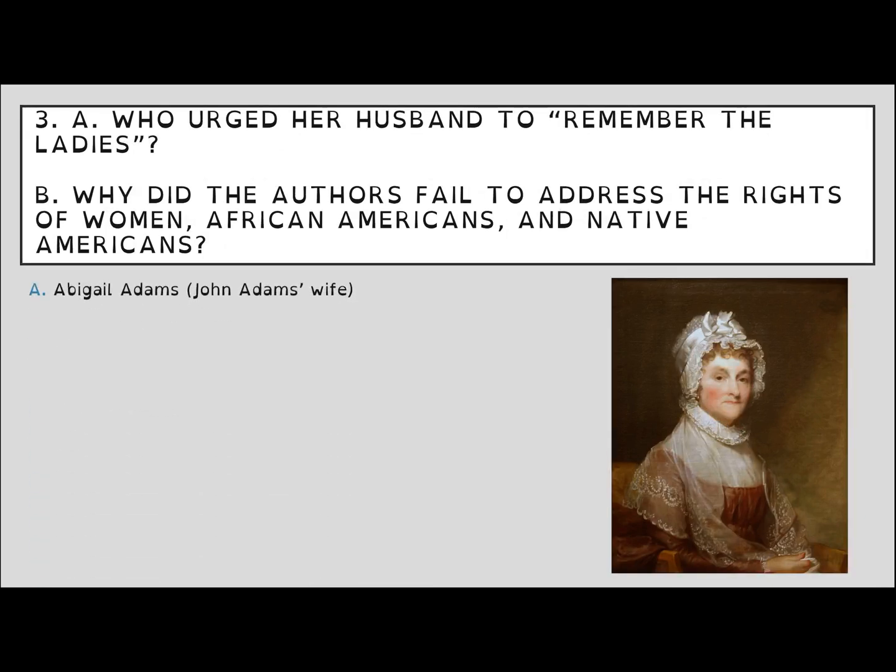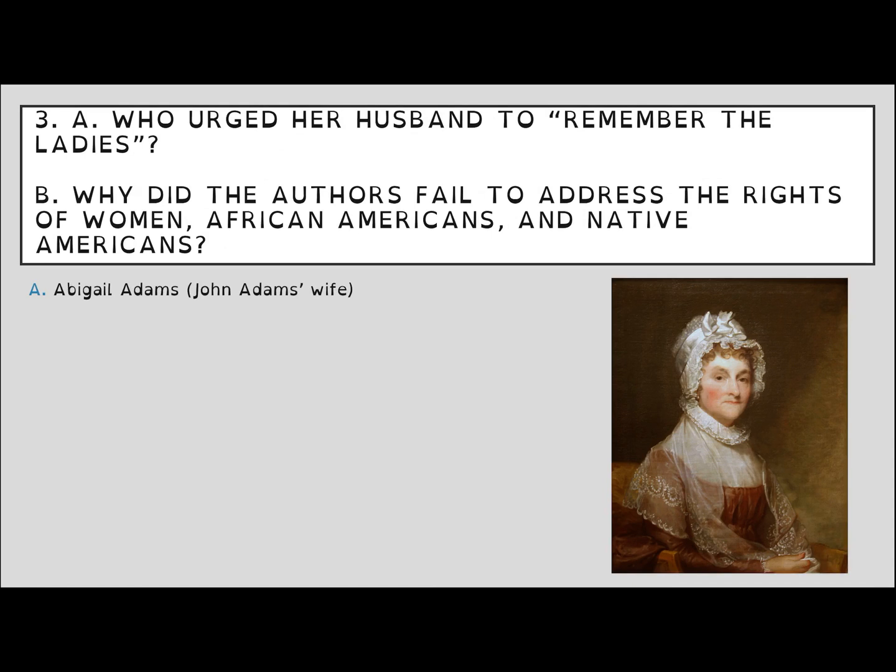Number 3, letter A, who urged her husband to remember the ladies? That was Abigail Adams, and you see her pictured here. That's John Adams's wife. John Adams was a leading patriot. His cousin is Sam Adams, the guy who started the Sons of Liberty. John Adams will become the first vice president of the United States and the second president of the United States. He's definitely a leader in this movement, and his wife actually was a very influential woman in the Patriot movement as well. She knew that he was working on the Declaration of Independence, and she really wanted to make sure that women were included. Of course, that's not going to happen.